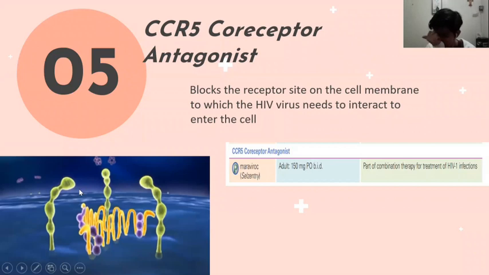Once attached, the next step is the glycoprotein attaching to the CCR5 co-receptor. And the role of the CCR5 co-receptor antagonist is, instead of the glycoprotein of the virus attaching, the antagonist touches the co-receptor first, preventing the binding of the CCR5 co-receptor to the glycoprotein of the virus. I hope it's clear. And under this classification or mechanism of action, we have this drug, one and only maraviroc, with its dosage, route, and usual indication.